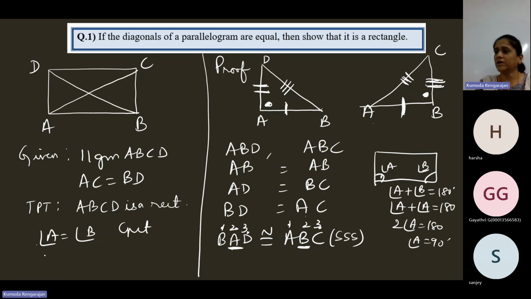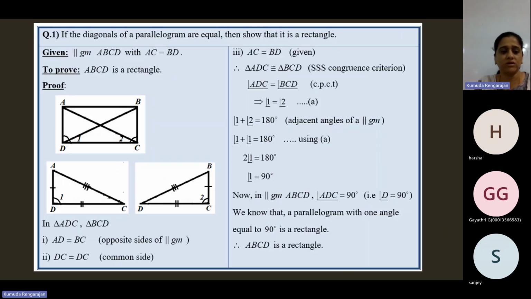You may not have completed the notes so far. It's okay, just write the correct exercise number and the question number and work out this. Online children, please take down this proof. Exercise 8.1. Question number 1.